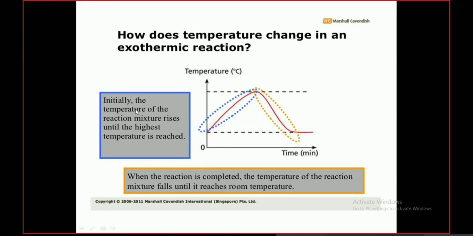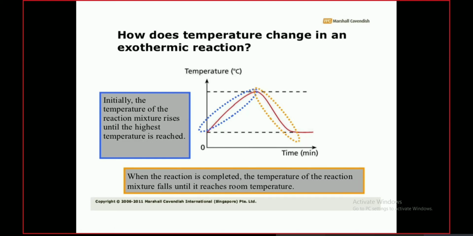So I'm reading from here. Initially the temperature of the reaction mixture rises until the highest temperature is reached. As you can see, this dotted blue portion, and then this peak is the highest temperature, which means the reaction has occurred now. This is the point. After this, the temperature of the reaction mixture will start dropping to the room temperature because the reaction is completed. So when the reaction is completed, the temperature of the reaction mixture falls until it reaches the room temperature. So this is how you can express the change in temperature in the exothermic reaction.